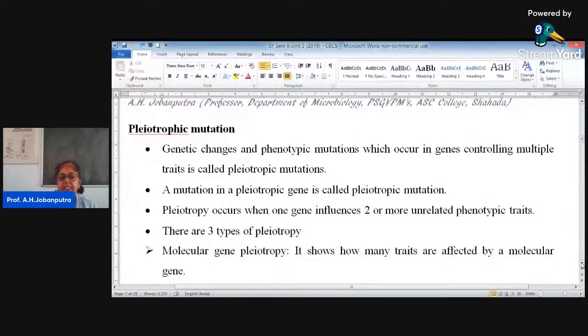So genetic changes and phenotypic mutations may occur in multiple traits, may occur in the alleles, or may occur in a pleiotropic gene. Such mutations are known as pleiotropic mutation. So when mutation occurs in unrelated characters, we call it pleiotropic mutation.